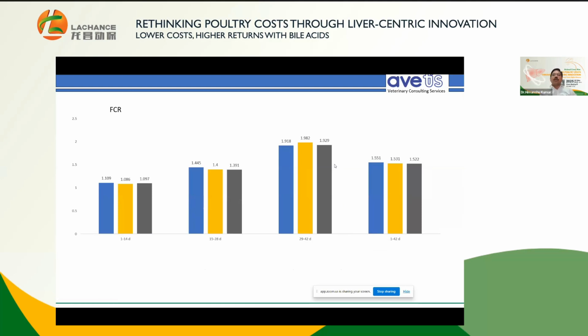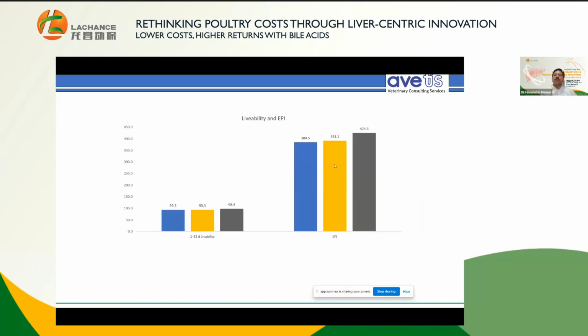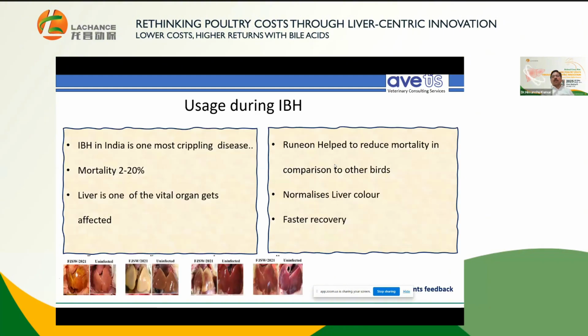FCR is good at all levels. This can be compared across all three groups. Even livability and EPEF is also better with the Runion, and minus liver tonic, choline chloride, and emulsifier. This is about the trial.